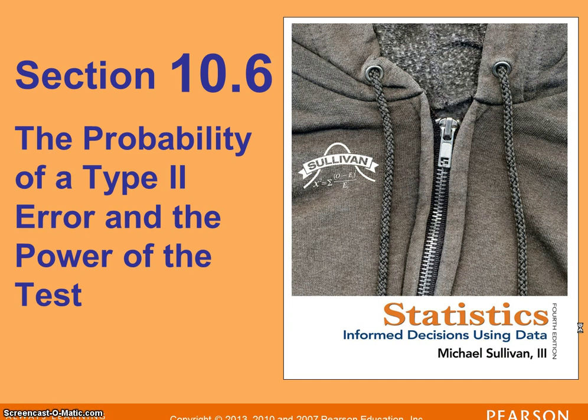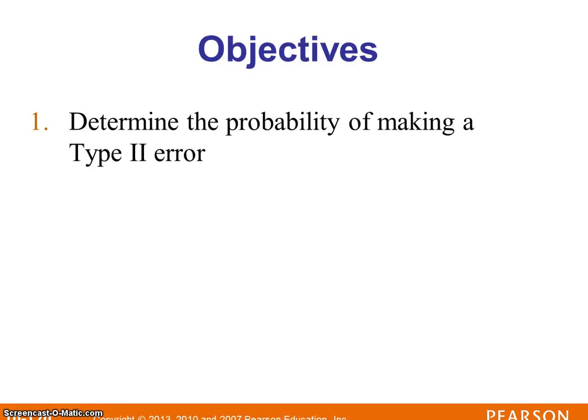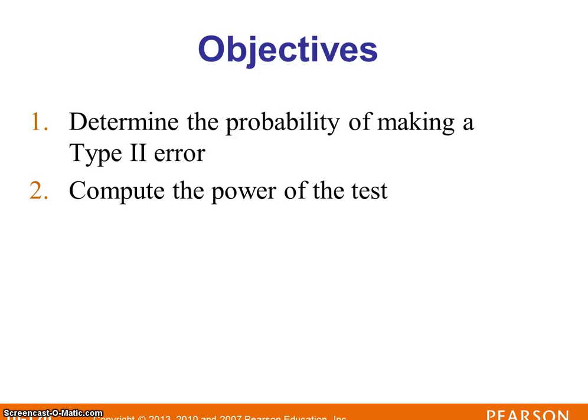Although we're not covering 10.6 here, I thought I'd talk about it a little bit in terms of what it is about. There isn't really any homework on this, but I thought I'd talk about it because 10.5 is a short section here. So this is about the probability of a type 2 error. We talked about the difference between type 1 and type 2 errors earlier. And so we want to determine the probability of making a type 2 error, and then we want to compute something called the power of the test.